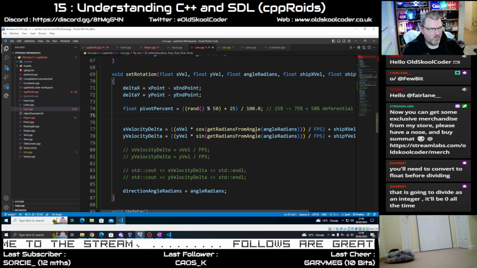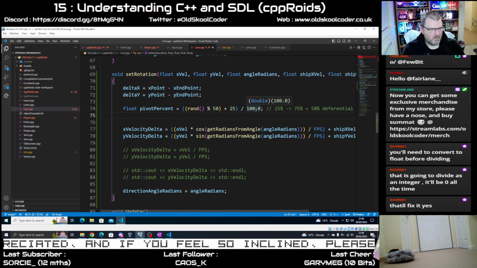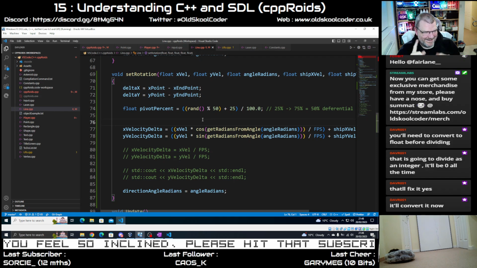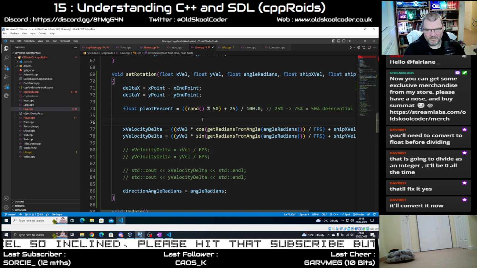Yes, but now I've put 100.0. Doesn't that divide it by 100 as a float? Or are you saying that the integer divided by 100... That'll fix it. Okay, I'm learning. I don't have to worry about this in C#.